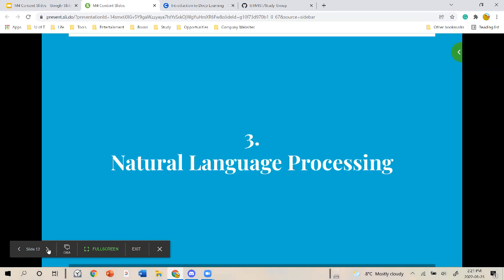Okay, so that's it for the autoencoders. We'll talk about natural language processing next.